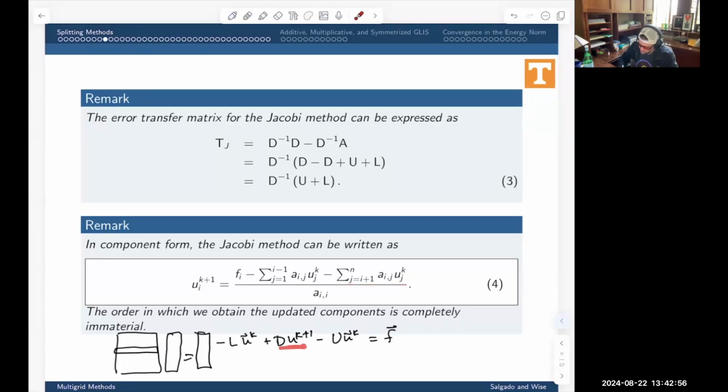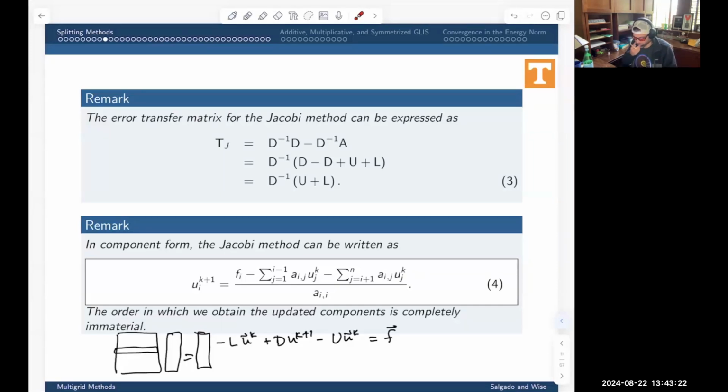Now I leave this diagonal portion over on the other side. So this is basically like the diagonal element, and the diagonal element is going to be AII. But then I realize the diagonal is not 0. I can divide by that. So I'm going to move the diagonal element that sat here down to here. All right, so this is how I compute the Jacobi method in component form.